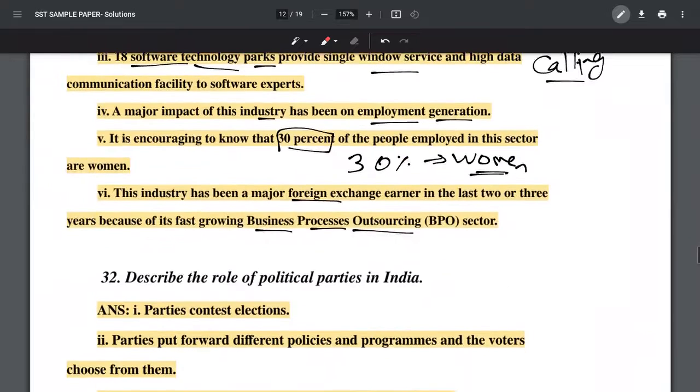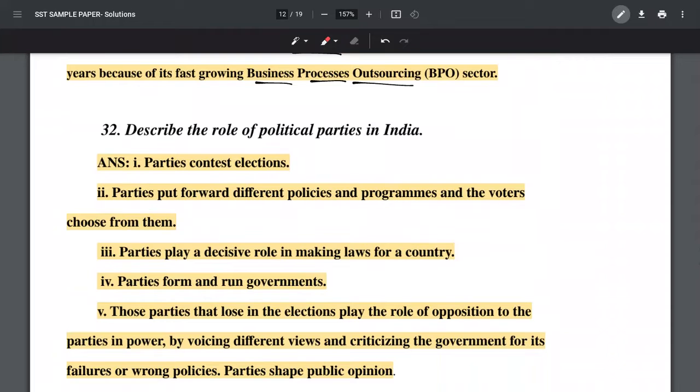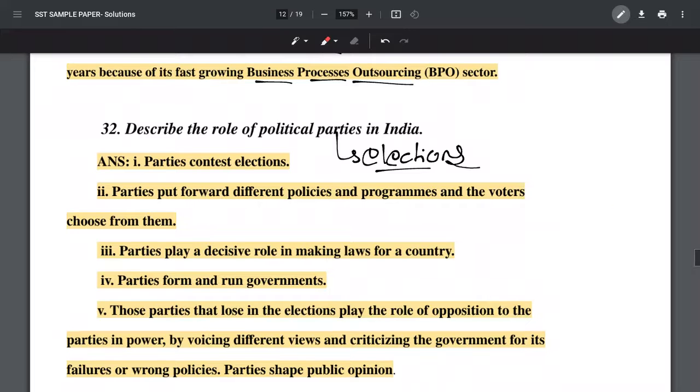So, next one, describe the role of political parties in India. In elections, we have our political parties. What are they? When I talk about political parties, the first thing that comes to your mind is elections. Correct. In an election, there is not only one or two, there are many people, right?